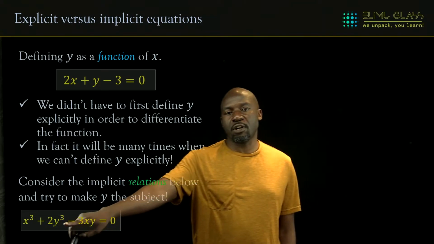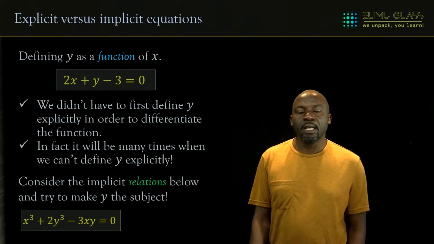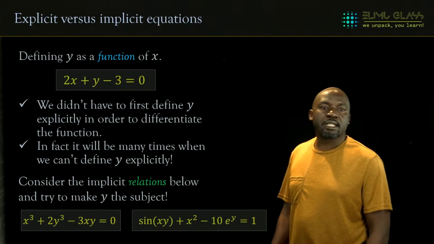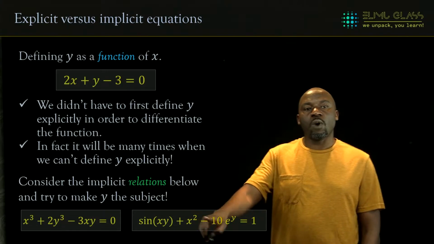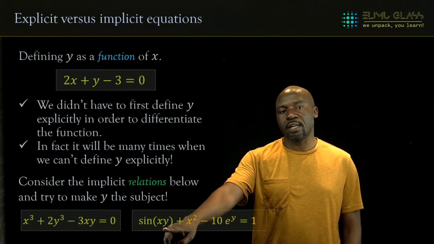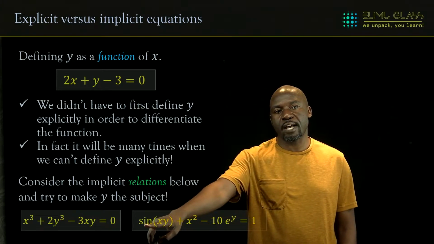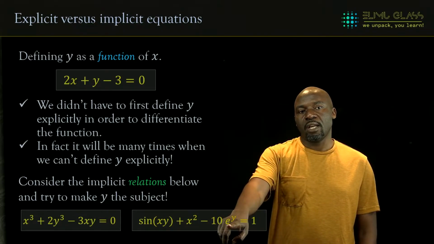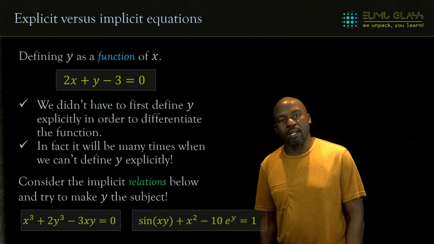So this is like solving for y. All right. What about that one? In this case, it's almost impossible. It is, in fact, not possible to make y the subject of the formula. Y is appearing in there as an argument of the sine function, and it's also appearing as an argument of the exponent there, e power y.